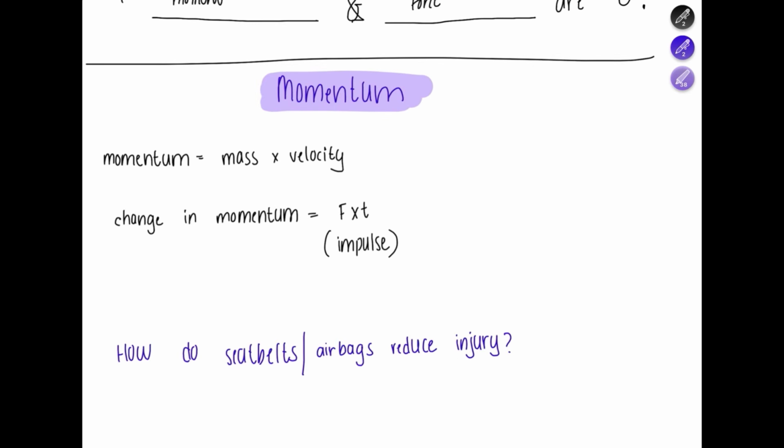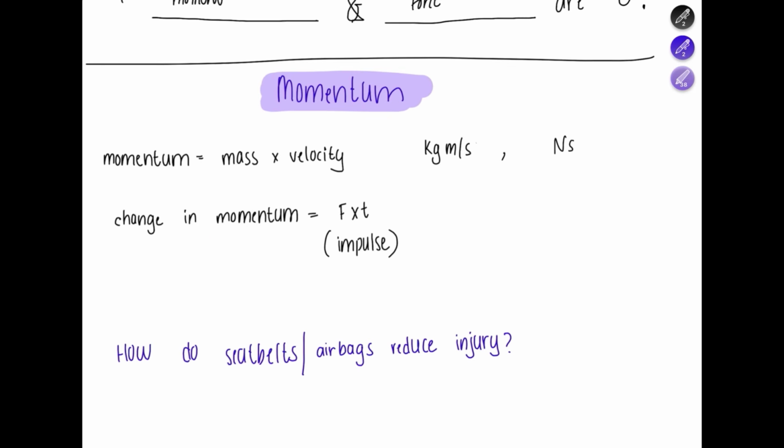Momentum, on the other hand, is something different. Momentum is the quantity of motion. It means a moving object has some momentum. An object which is stationary has 0 momentum. So momentum equals mass multiplied by velocity. This is the formula. So the unit is going to be kilogram meter per second. It could also be Newton second.